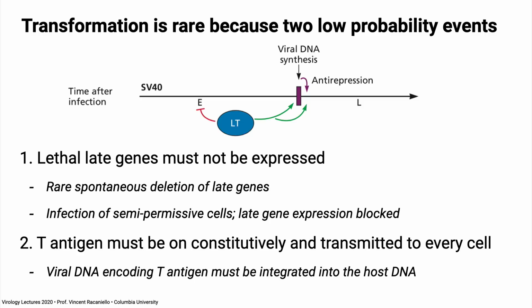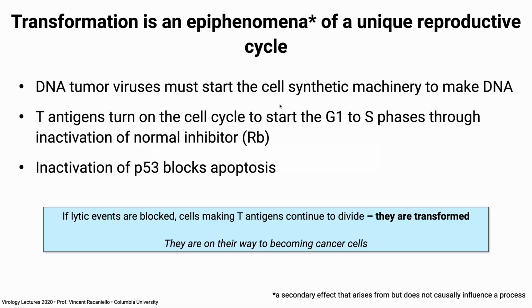Given all this, we now know that even in the natural host, sometimes these rare events may occur and cause tumors, and human papillomavirus is an example, and I'll come back to that just at the end and explain that. So transformation is an epiphenomenon of a unique reproductive cycle. An epiphenomenon is a secondary effect that arises from, but does not causally influence, a process. So it arises from the way these viruses replicate, but does not influence that replication.